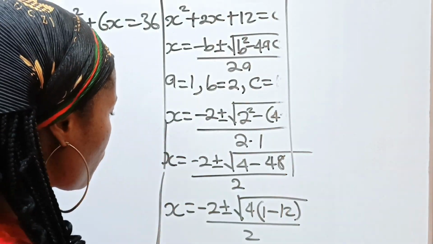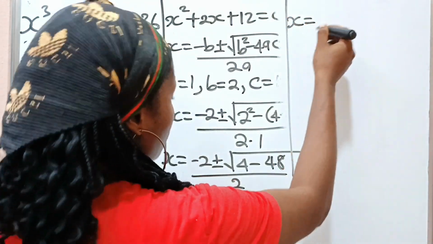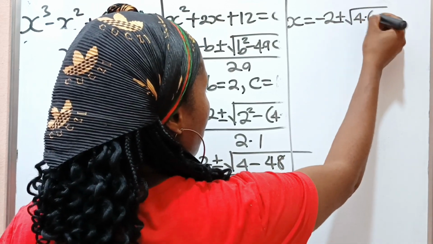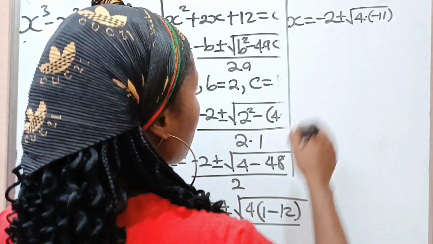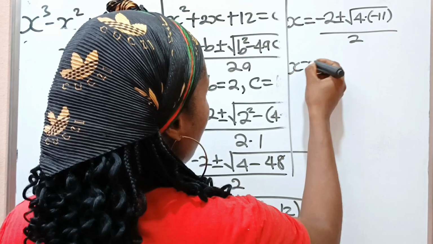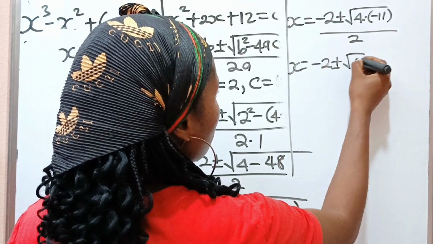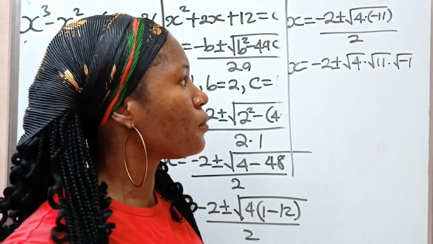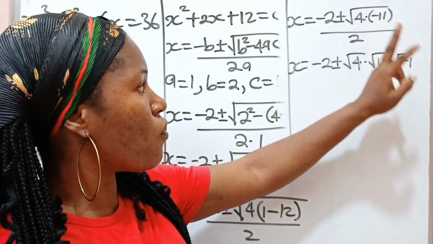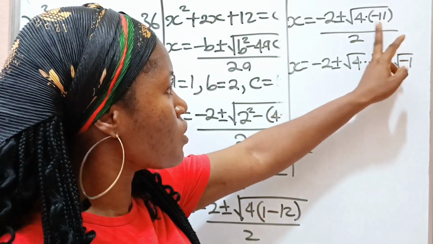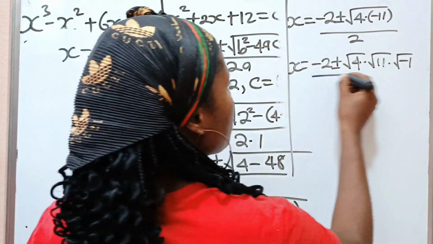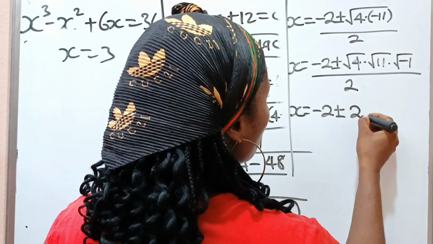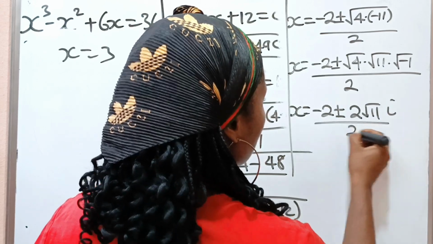Now our x is equal to minus 2 plus or minus square root of 4 multiplied by minus 11. Everything divided by 2. So x is the same thing as minus 2 plus or minus square root of 4 multiplied by square root of 11 multiplied by square root of minus 1, right? Yes, because this is the same thing as square root of 4 times square root of 11 times square root of minus 1. Everything divided by 2. So x is equal to minus 2 plus or minus 2 root 11i, everything divided by 2.